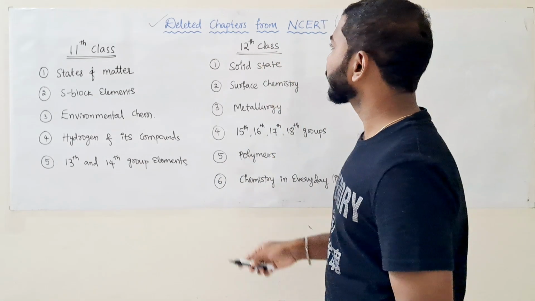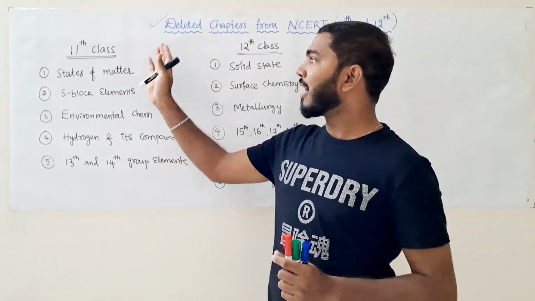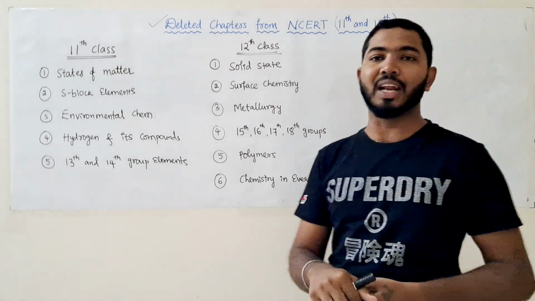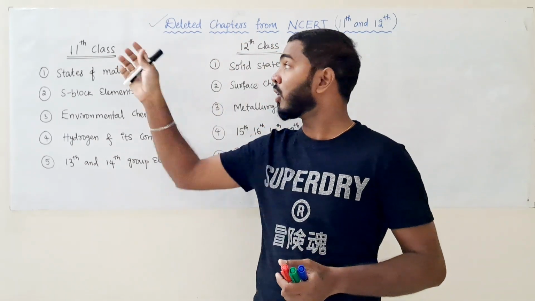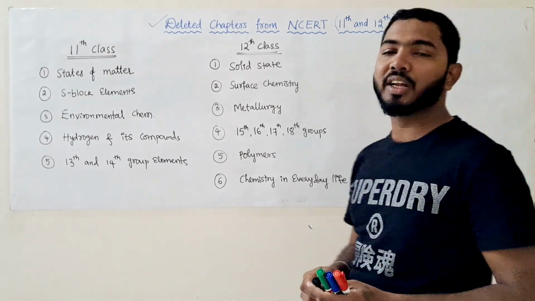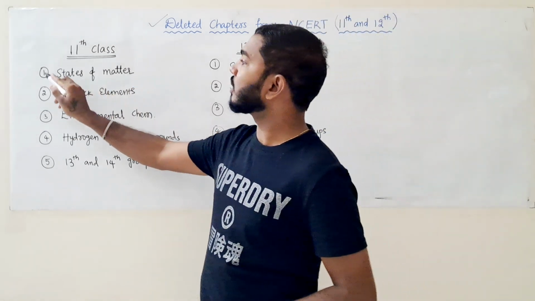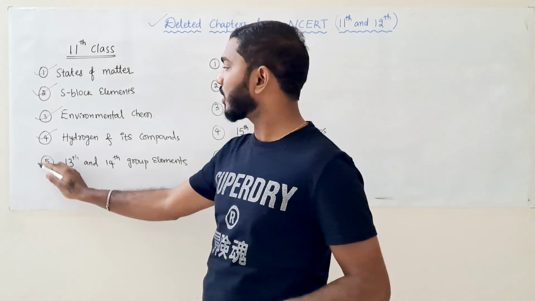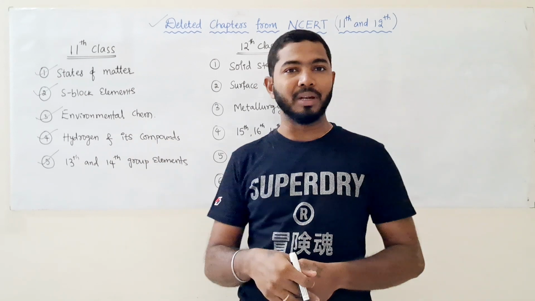Now, in the entire intermediate, that is 11th and 12th, we have a few chapters deleted from 11th class and a few chapters deleted from the 12th class. These are the list of the chapters deleted from the NCERT textbook belonging to the 11th class. If you see the list: states of matter, S block elements, environmental chemistry, hydrogen and its compounds, and then 13th and 14th group elements, the boron and carbon family.